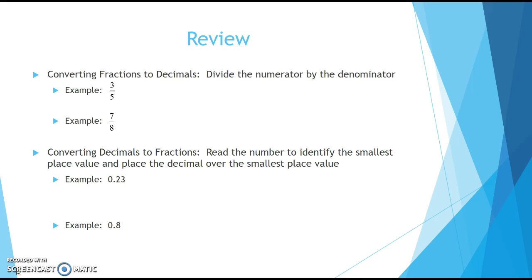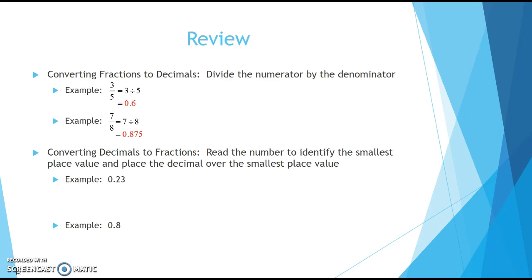So remember, when we're converting fractions to decimals, you divide the numerator by the denominator. So our first example, 3/5, just means 3 divided by 5, or 6/10, 0.6. Our second example, 7/8, means 7 divided by 8, or 0.875, 875 thousandths. We learned this in the first unit this year.